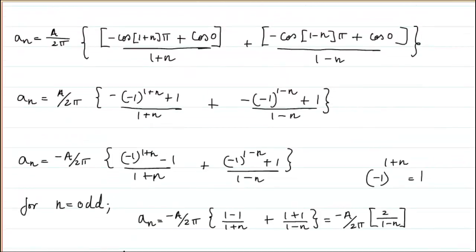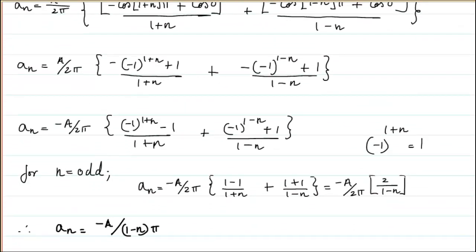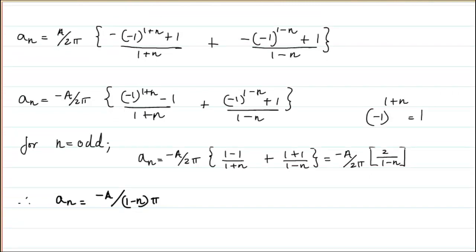Wait, let me check something. If I take minus 1 outside, yeah, there is a mistake that I have made here. When I took minus outside, here it was minus 1, here also it was minus 1. So I forgot that. In that case, this will be again minus 1, because of which this turns out to be 0. Therefore, an is equal to 0 for n equal to odd.